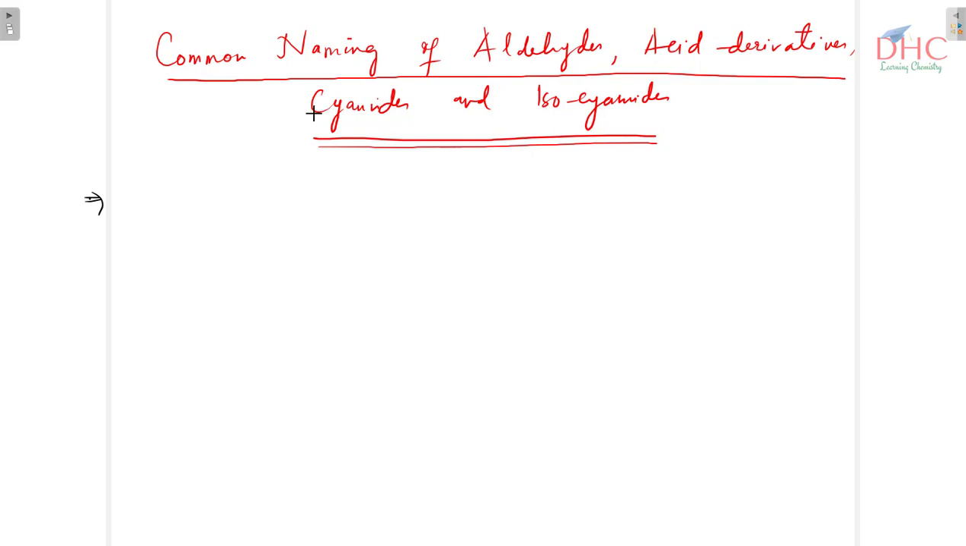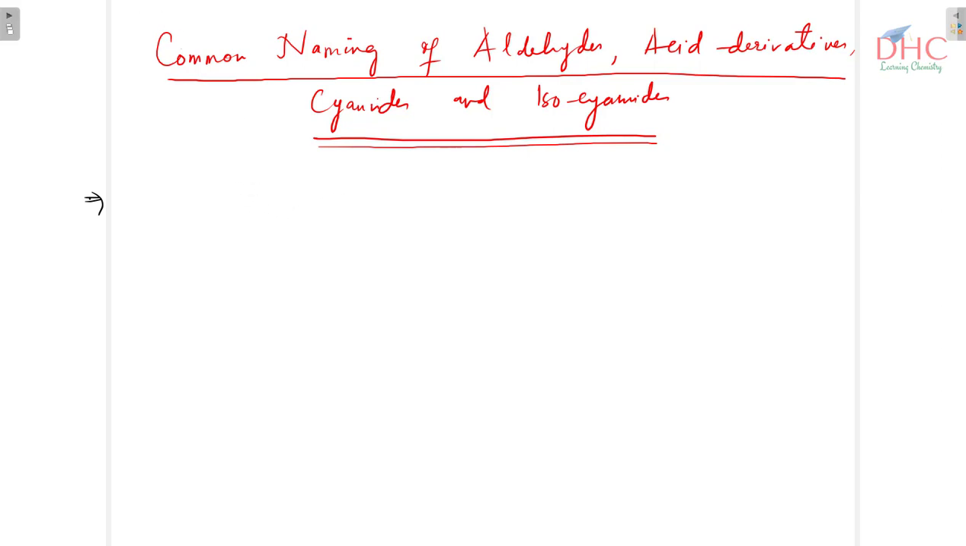Welcome, my dear friends. Today the topic is about common naming of aldehydes, carboxylic acids and their derivatives, cyanides and isocyanides. Two things you have to remember in this. First point is, what is the suffix you will be using for these compounds and what the prefixes are. Once you finish up with these two things, you will be able to name commonly all these compounds. So first of all, let's talk about suffixes.